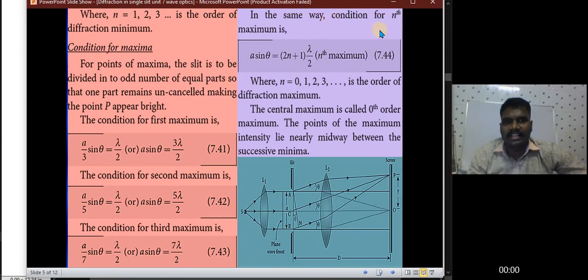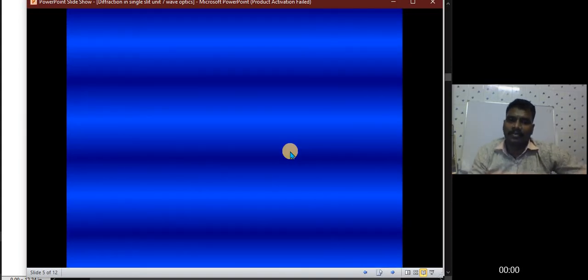In the same way, the condition for the nth maximum is a sin theta equal to (2n plus 1) lambda by 2, where n is equal to 0, 1, 2, 3 is the order of the diffraction maximum. The central maximum is called the 0th order maximum. The points of maximum intensity lie nearly midway between the successive minima.